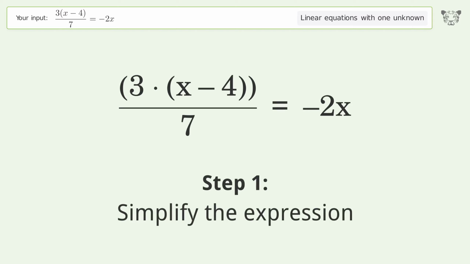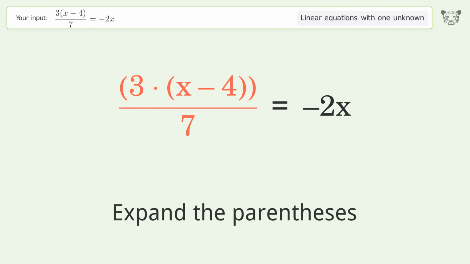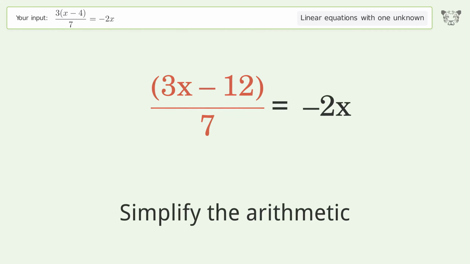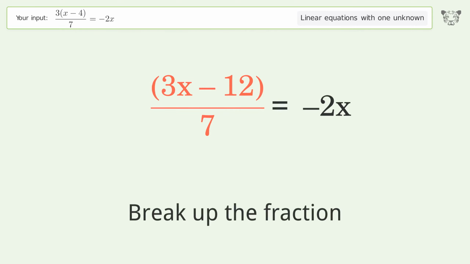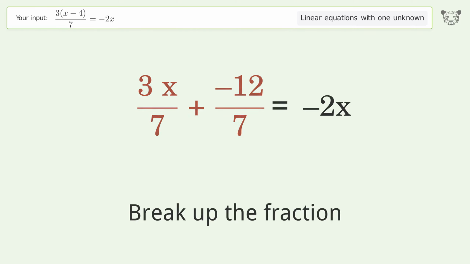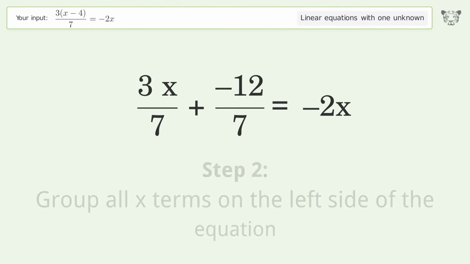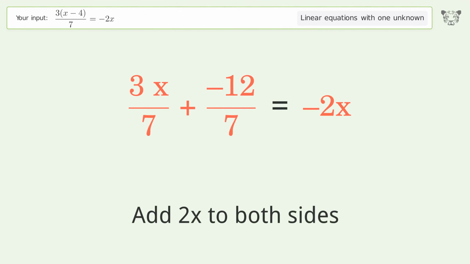Simplify the expression. Expand the parentheses. Simplify the arithmetic. Break up the fraction. Group all x terms on the left side of the equation. Add 2x to both sides.